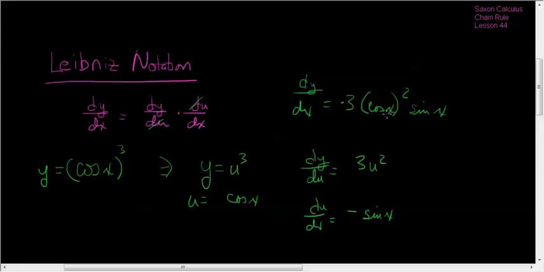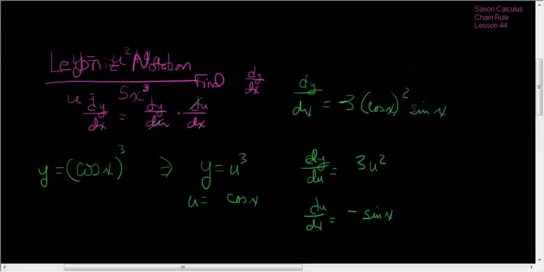Cosine x. Now that looks familiar, or at least it should look familiar. So this is just a different way to do the exact same thing we've been doing. This is why it's called chain rule. It goes on and on and on. So dy/du times du/dx will give you dy/dx. Okay, so let's look at an example problem.